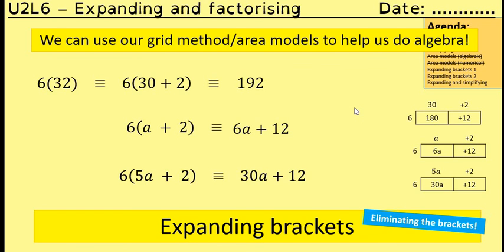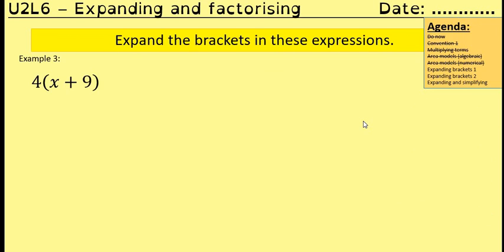So hopefully this process is quite clear to you and you can see where this all comes from, especially using these area models. So I'm going to get you to copy these examples in your book. You didn't need to copy the other ones. So we want to expand the brackets in these expressions. And remember, we may have just written down that expanding the brackets means we need to eliminate the brackets. And we're going to use area models to do this.